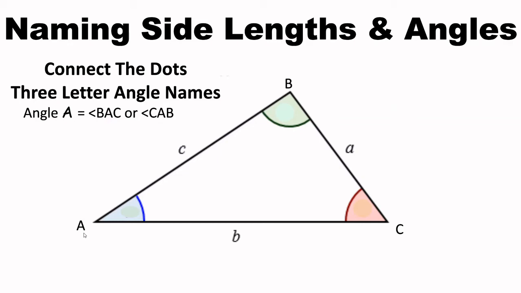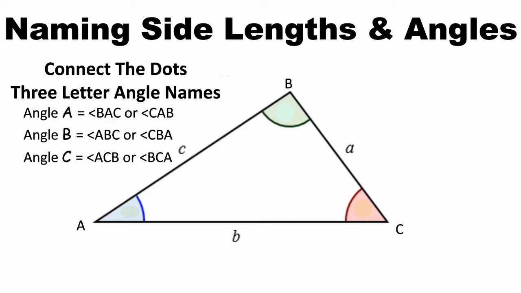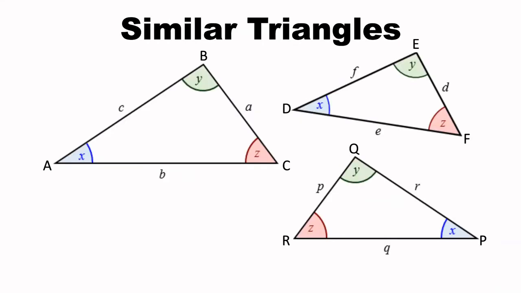Having seen that example, I wonder if you could write the three-letter name for the angles at vertex B and vertex C. Angle B could be called angle ABC or angle CBA. So long as the B is the middle letter, it should be fine. And angle C could be called angle ACB or angle BCA. Now that we know the different ways that we could name our side lengths and our angles, let's go into the different rules about similar triangles.